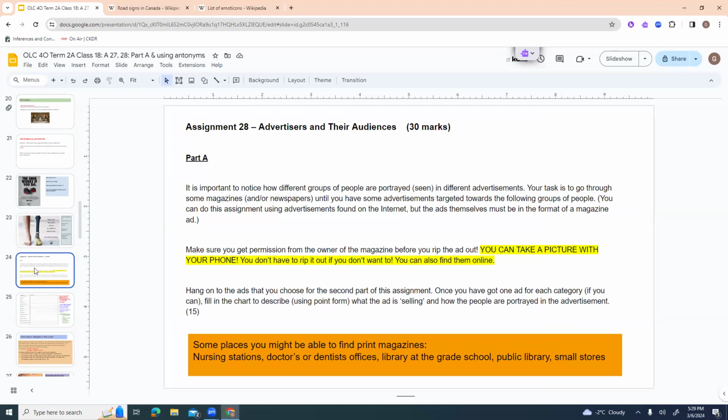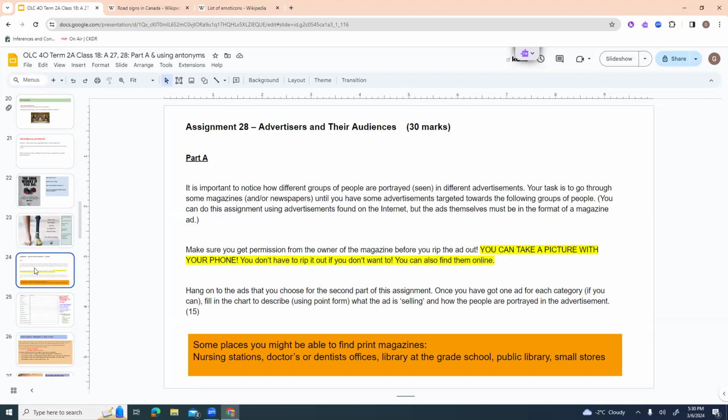It is important to notice how different groups of people are portrayed, which means how they're seen, or how they're trying to show them, I guess, in a sense. Your task is to go through some magazines and/or newspapers until you have found some advertisements targeted towards the following groups of people.